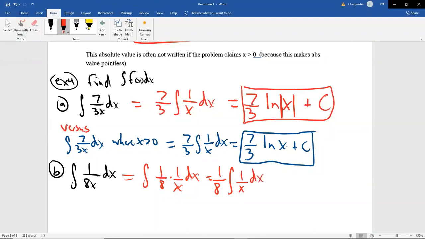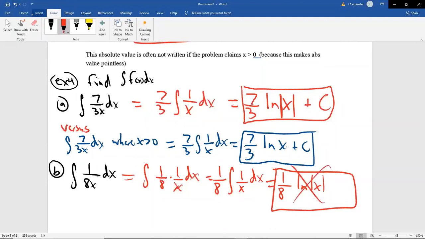Dx. And right here, here's that special case again. When you integrate 1/x, you get a natural log with an absolute value unless you're told x is positive. The 1/8 just stays out in the front. So 1/8 times the natural log, absolute value of x. And if you box this up, it's wrong. What did I forget? Forgot my plus c. So I left that space there.